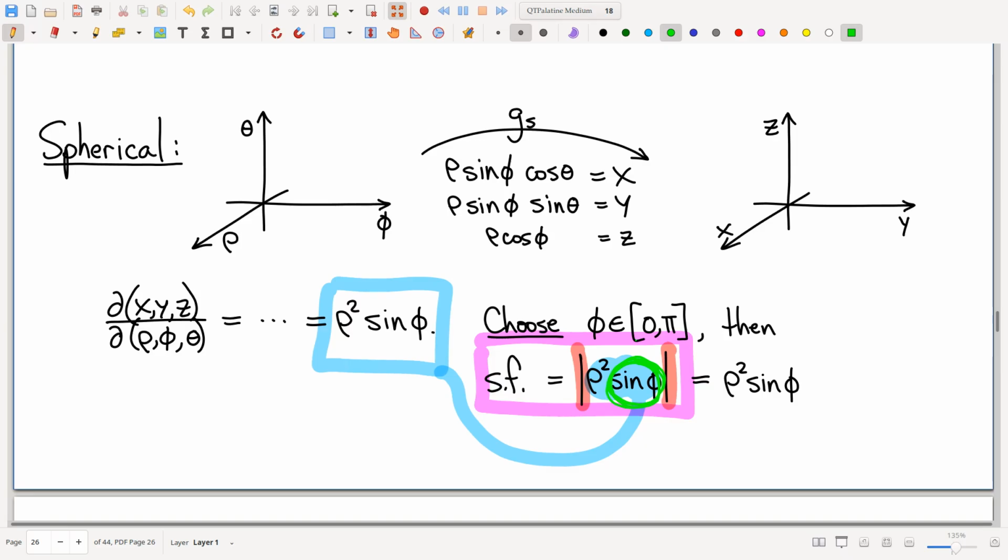What promise can I make that will allow me to state with confidence that sine phi will always be positive, and that therefore I get to ignore the absolute values? The way I can make that happen is by choosing phi to be between 0 and pi. It's got nothing to do with rho.